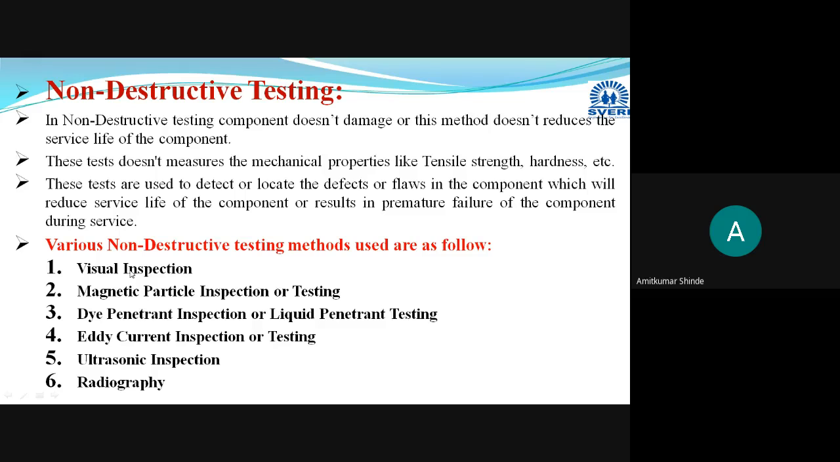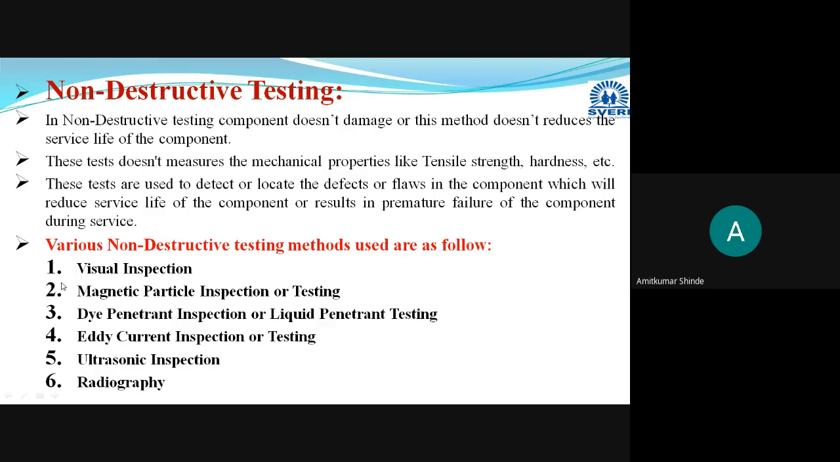Now in the examination, one question will be there. They will ask about any one method from this. Generally they do not ask about visual inspection, but out of the five methods from number 2 to 6, any one method will be asked related to its principle and application, and on the remaining methods they may ask you some other question.